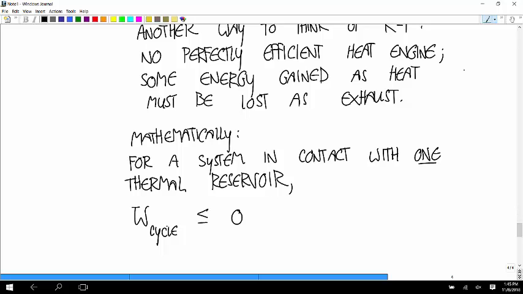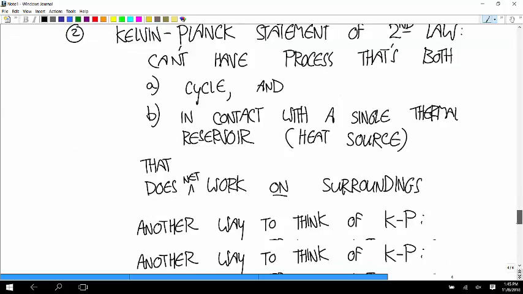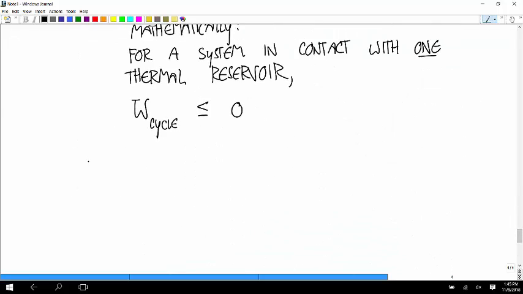Off the top of your head, there's no obvious reason that the Clausius and the Kelvin-Planck statements are equivalent. It turns out they are, but there's no obvious reason. And then the third form is the one that's going to be most important to us and the most seemingly disconnected from these, but it also turns out to be equivalent. And that's the entropy statement of the second law.